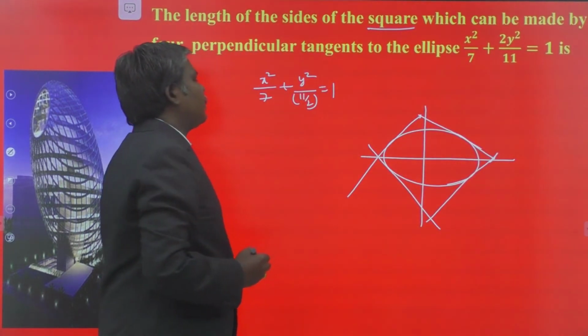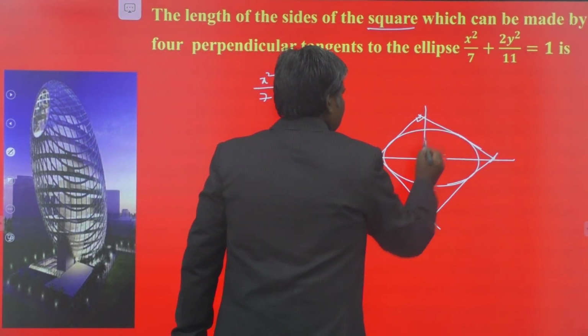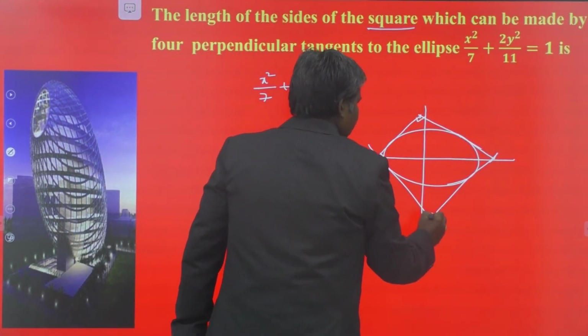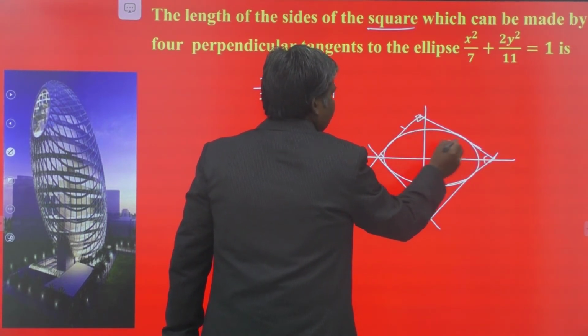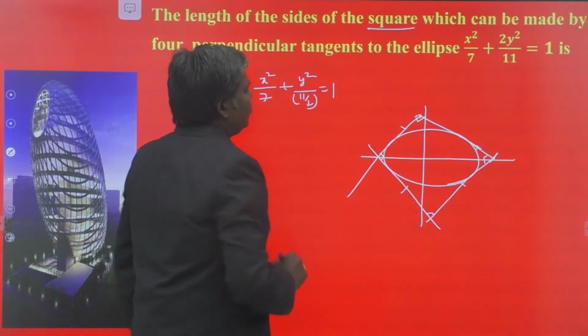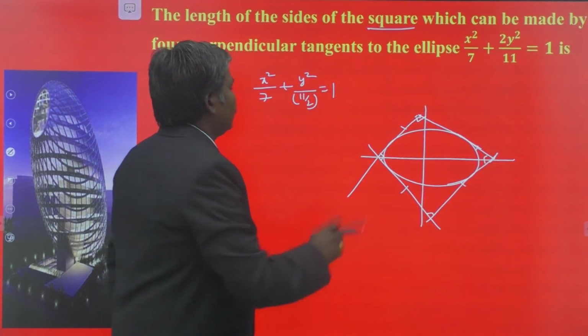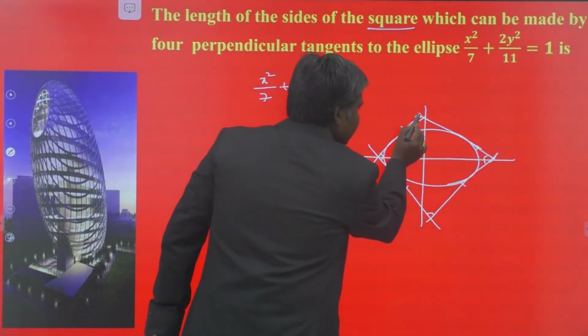By writing the perpendicular tangents, this is 90 degrees, this is 90 degrees, this is 90 degrees. All the sides are equal. These are four sides of equal length. In this square, one ellipse is inscribed. So these two lines are parallel.